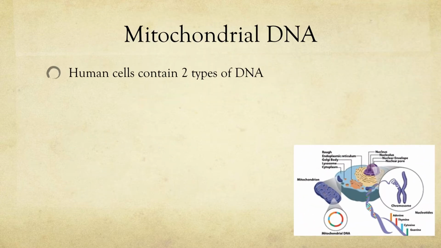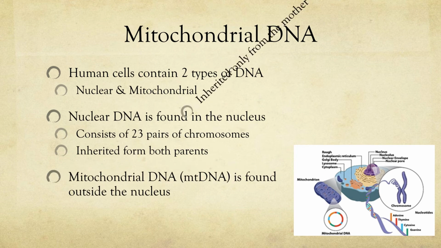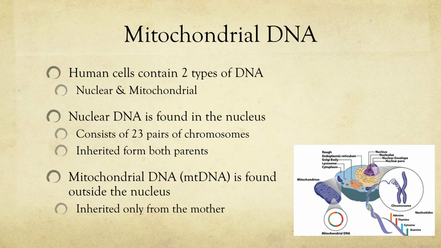Human cells contain two types of DNA, nuclear and mitochondrial DNA. We know that nuclear DNA is found in the nucleus, consists of 23 pairs of chromosomes inherited from both parents, and these are linear chromosomes. Mitochondrial DNA, on the other hand, is found outside of the nucleus, is only inherited from the mother, and is in loops instead of linear DNA.